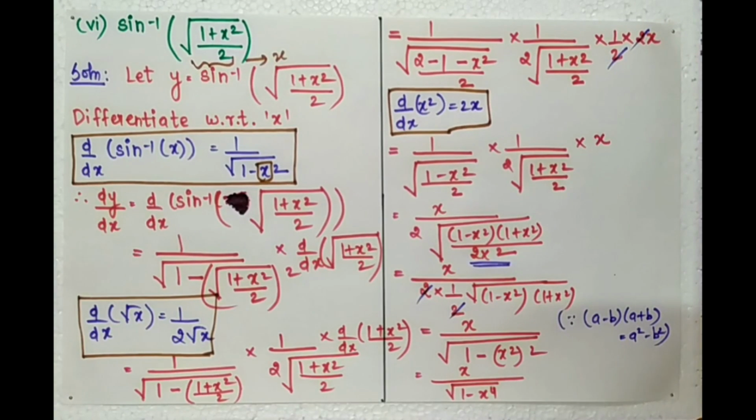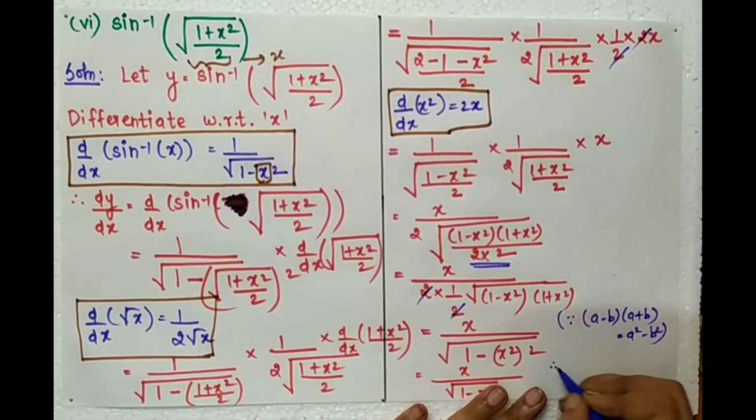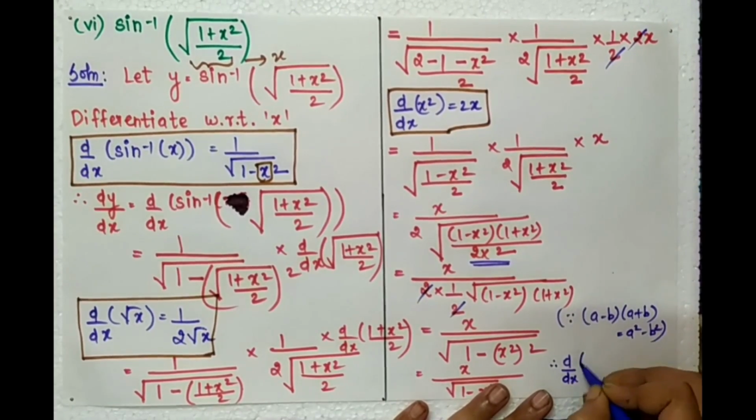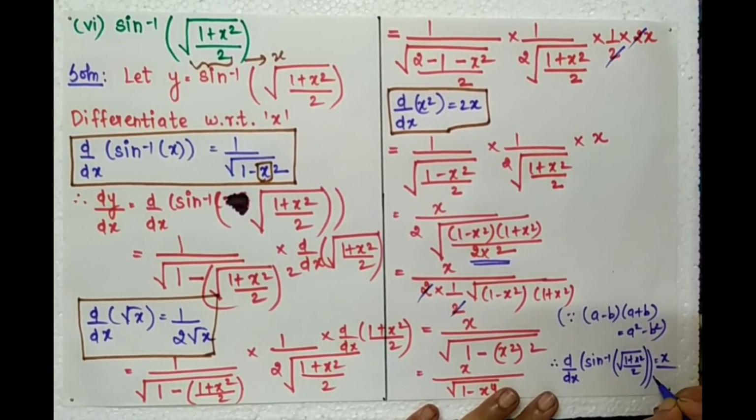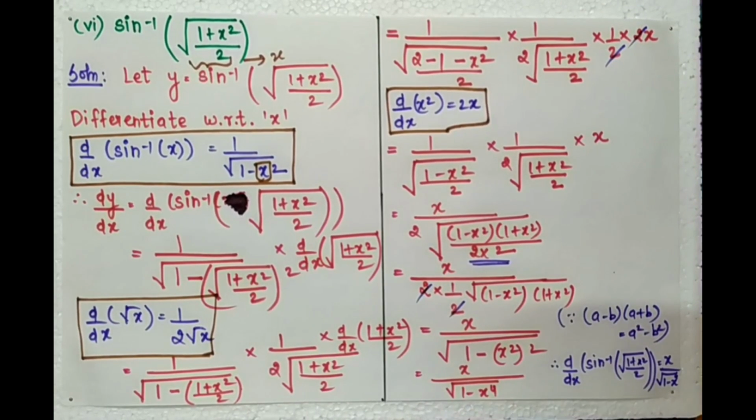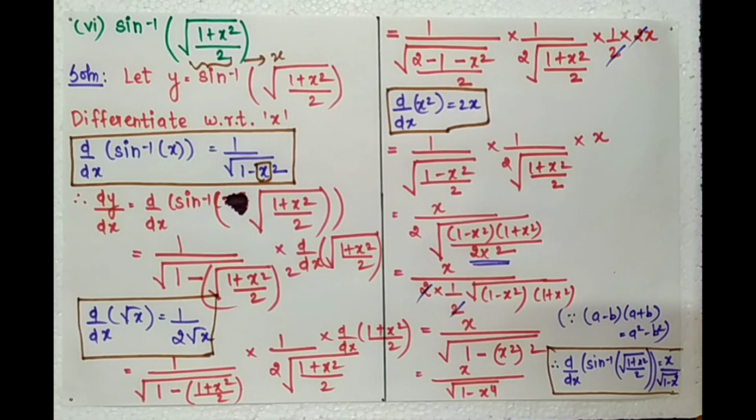Okay, I am mentioning to you all the formulas we have been using to solve this problem, for your better understanding. So your final answer is here. Therefore, the derivative of sine inverse root of 1 plus x square upon 2 is equal to x upon root of 1 minus x power 4. See, for solving this problem, you need to be very strong in the simplification steps. That is what becomes more important over here. Okay. So let us go through this problem once again.